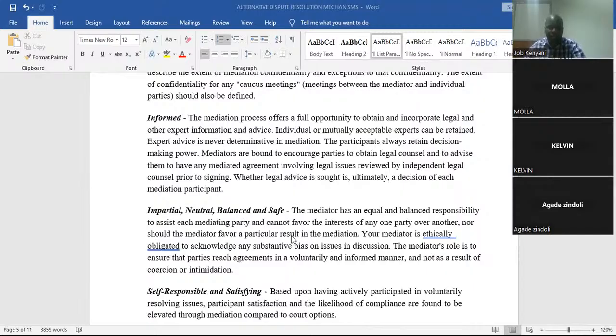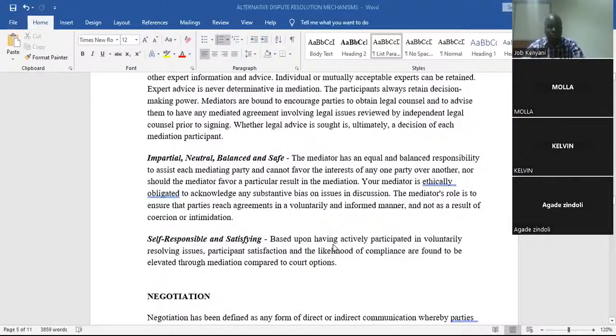Self-responsible and satisfying. Based upon having actively participated in voluntarily resolving issues, participants' satisfaction and the likelihood of compliance are found to be elevated through mediation compared to court options. So that is what we mean by mediation, and those are some of the advantages and characteristics of mediation.